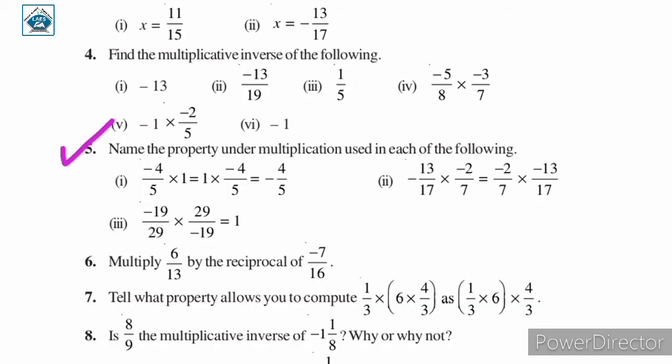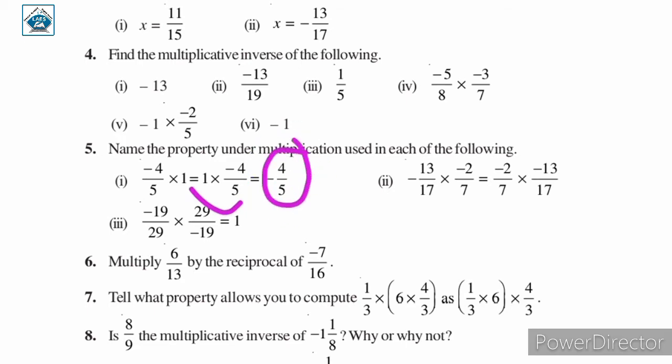Question number 5. Name the property under multiplication used in each of the following. First, minus 4 by 5 multiplied by 1 is equal to 1 multiplied by minus 4 by 5, which is equal to minus 4 by 5. So in this case, we need to name the property. In each of these sub-questions, one or the other property is used under multiplication and we need to name those properties. So here, when we multiply minus 4 by 5 with 1, this is equal to minus 4 by 5, and when we multiply 1 to minus 4 by 5, we get the answer as minus 4 by 5.